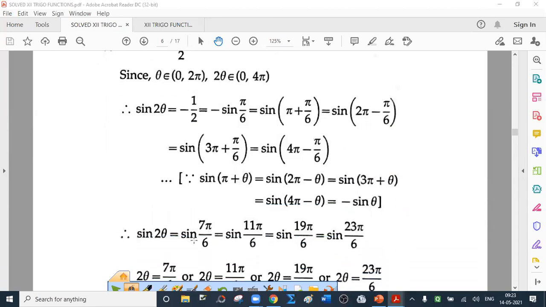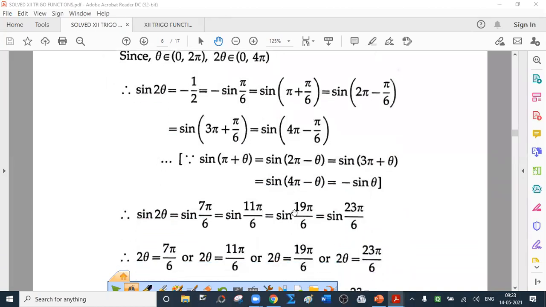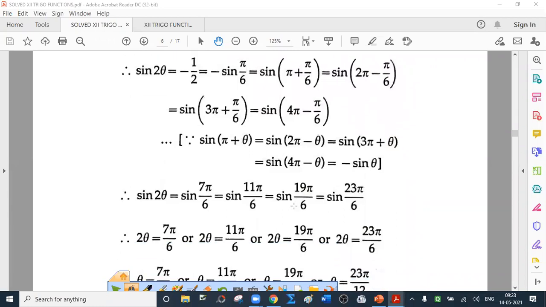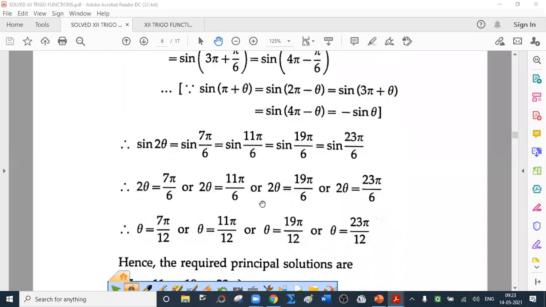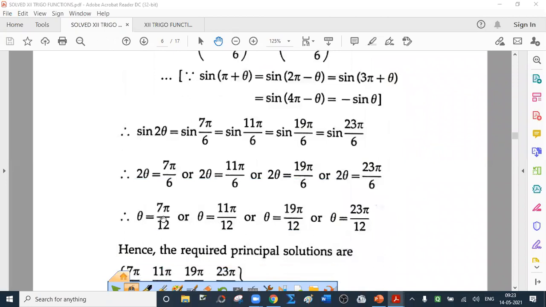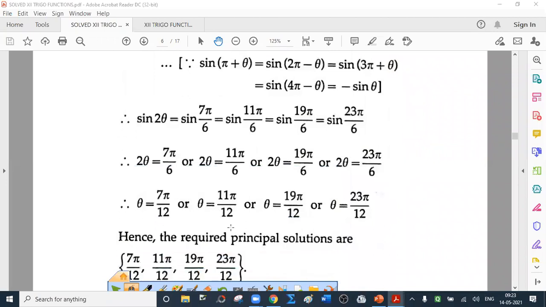So it is sine 7 pi by 6, same as sine 11 pi by 6, same as sine 19 pi by 6, same as sine 23 pi by 6. So 2 theta is either 7 pi by 6 or 11 pi by 6 or 19 pi by 6 or 23 pi by 6. So what are the values of theta? 7 pi by 12, 11 pi by 12, 19 pi by 12 or 23 pi by 12. So these are the required principal solutions.